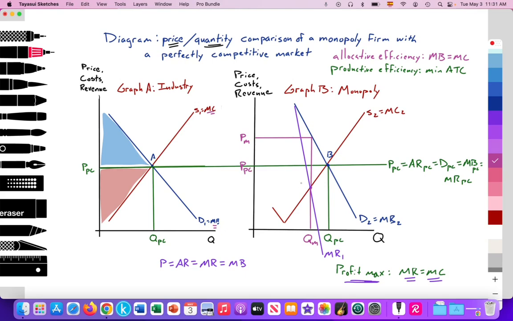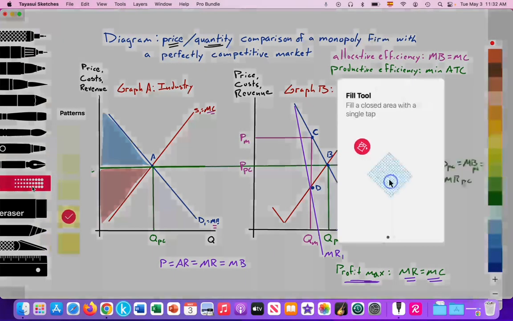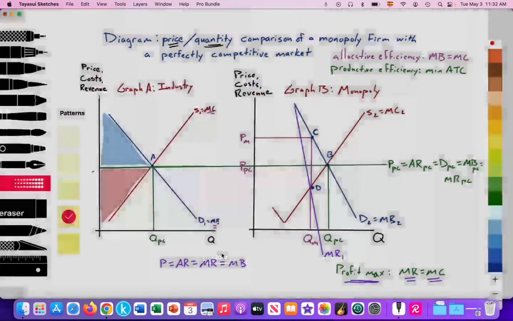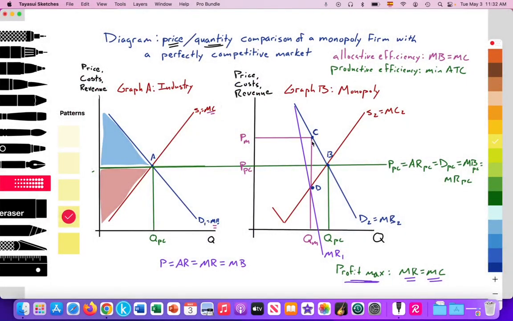So I've effectively finished drawing this, and I can label these points, point B, let's say I'll label this point C, and this will be point D. And I can highlight the welfare loss that's generated by the monopolist. Okay, it's this triangular area here between points B, C, and D. So there we see the welfare loss.